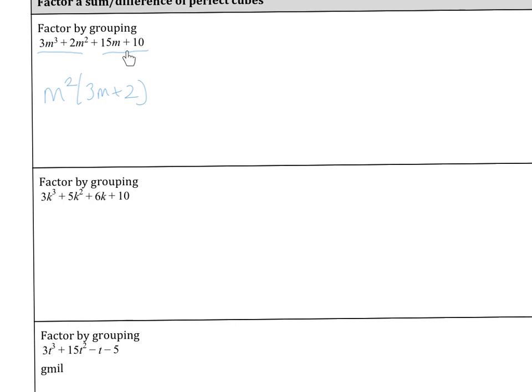Then I'm going to go over to this other group, and I'm going to try and find a common factor among these terms. Now, they both don't have an m, so I can't pull an m out. But I can pull a 5 out of both of these. So I'll pull out a positive 5. And then, in parentheses, I'll use that reverse distributive property again. What would I multiply by 5 to get 15m? 3m, of course. And then what would I multiply by 5 to get 10? Well, the answer is 2.